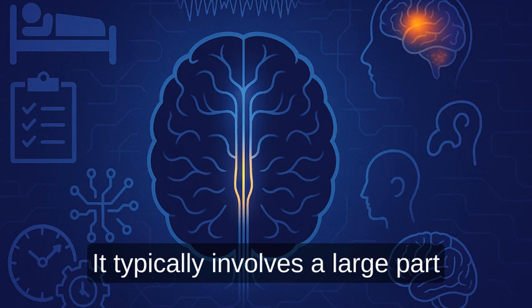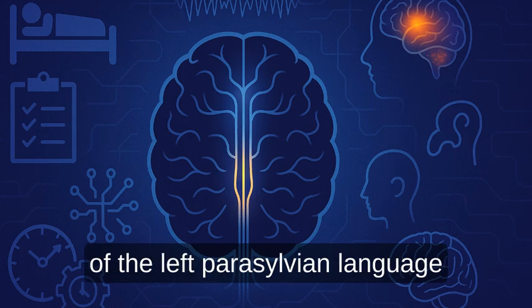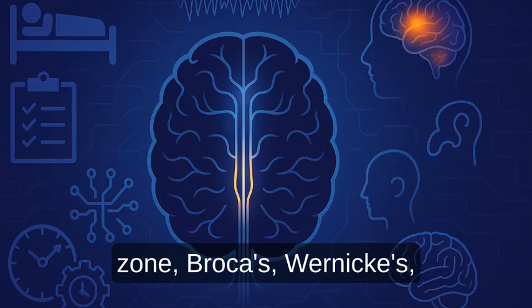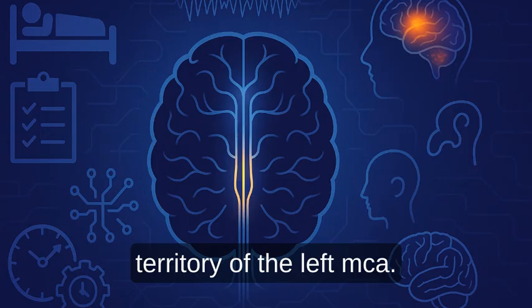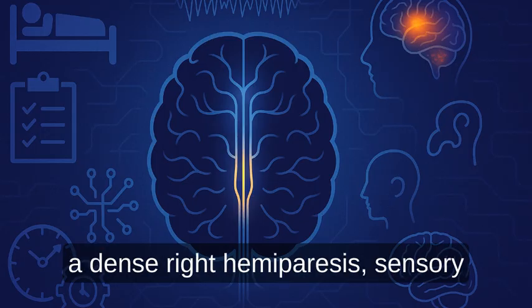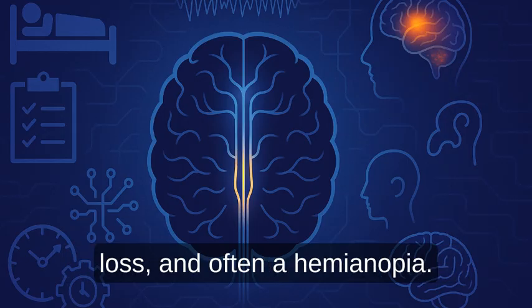Usually, yes. It typically involves a large part of the left parasylvian language zone, Broca's, Wernicke's, and the pathways between them. Often, it's the entire territory of the left MCA. These patients almost always have a dense right hemiparesis, sensory loss, and often a hemianopia.